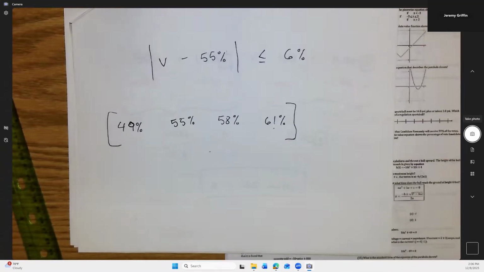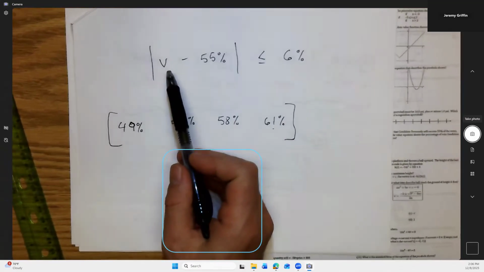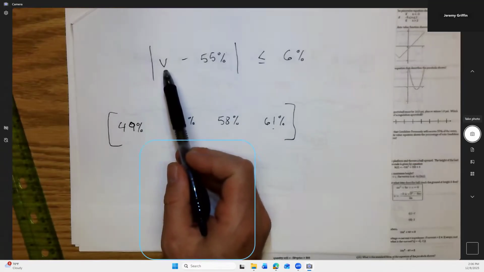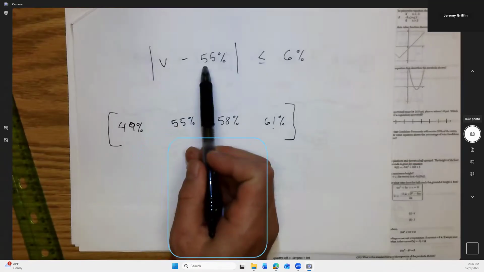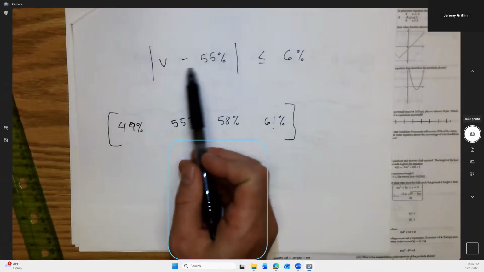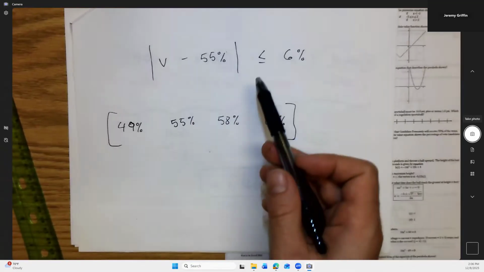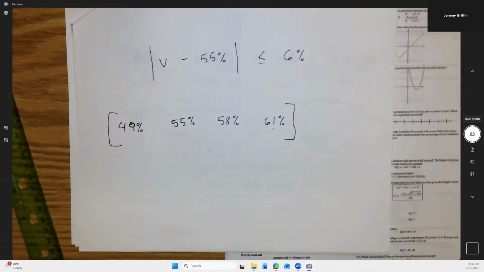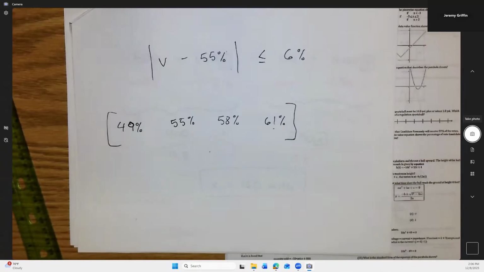Right, so it looks like the rule is this. You could take the target value, or maybe I could treat this as a variable, like the percentage of votes I'm calling V. Subtract the expected value, take the absolute value, and that absolute value has to be less than or equal to the plus or minus factor. As long as you're trying to target pretty close to something.